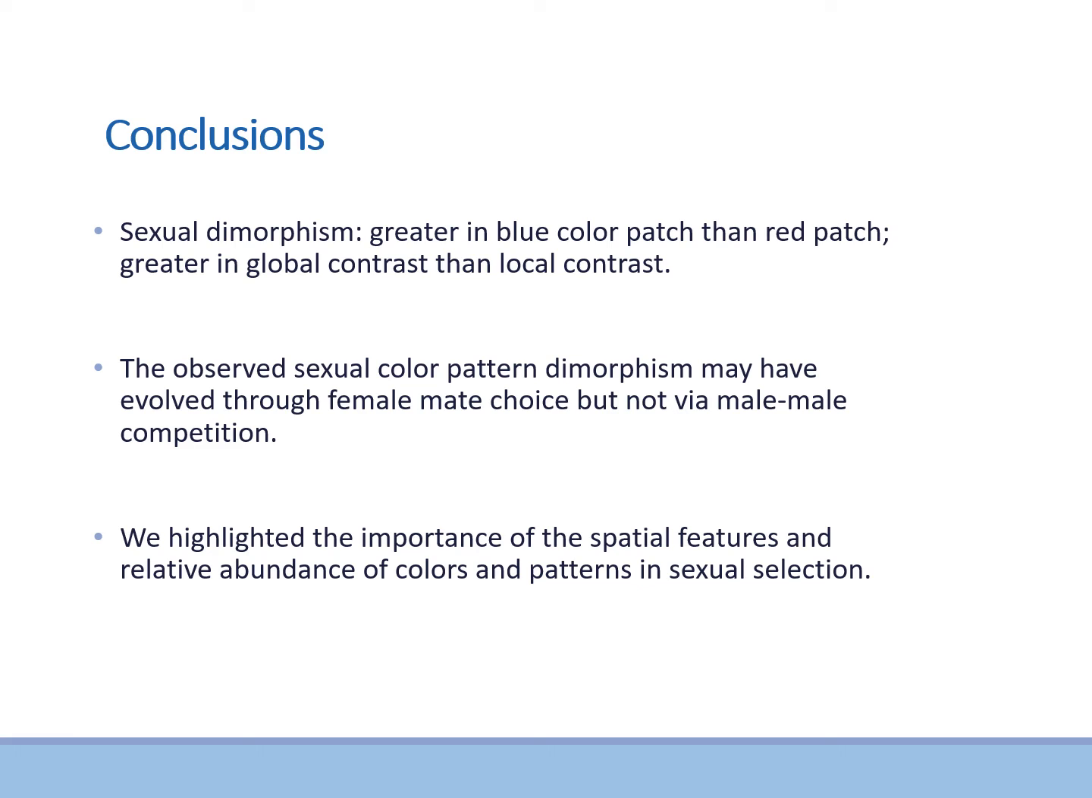Here we draw conclusions of our study. First, there exists sexual color pattern dimorphism in Siler semiglaucus. The dimorphism is greater in blue color patch than red and greater in global contrast than local contrast. Second, the observed sexual color pattern dimorphism may have evolved through female mate choice but not male-male competition. Third, and the most important, we highlighted the importance of the spatial features and relative abundance of colors and patterns in sexual selection. Animals may not only assess a single color pattern component at one time, but may take features of multiple components into consideration simultaneously.